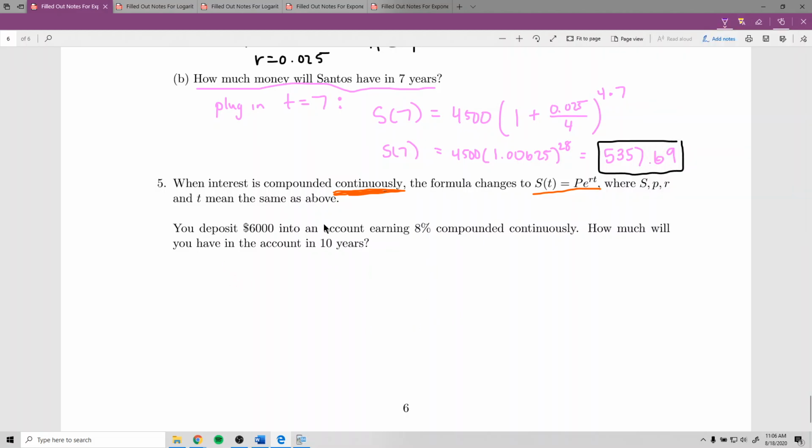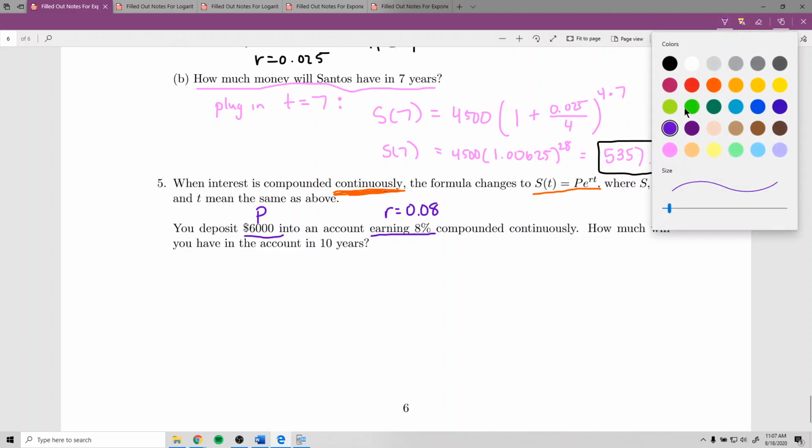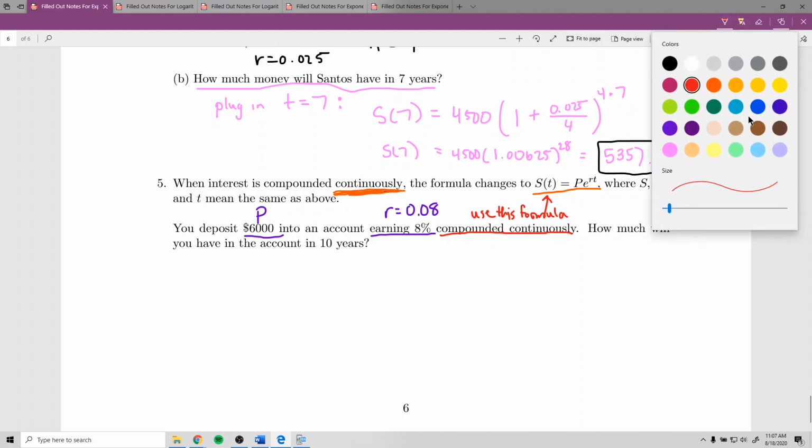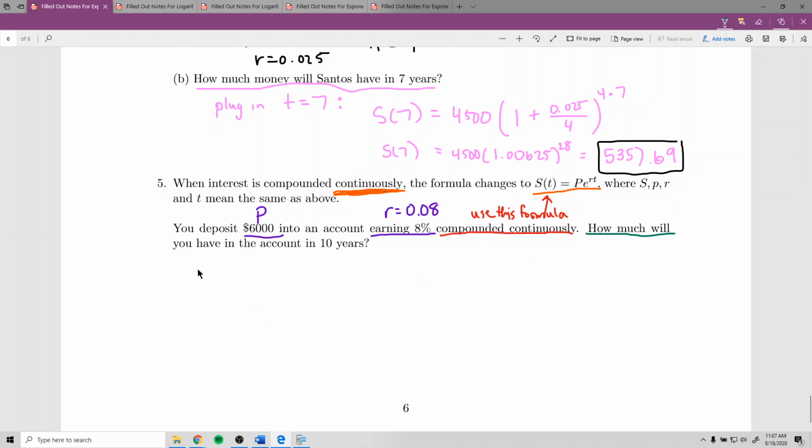So it says you deposit $6,000 into an account earning 8%. And we know 6,000, the amount you deposit, is P, earning 8%. Our interest rate r, we divide that by 100 and we get 0.08. And compounded continuously means there's no n. It just means use this formula. And we are asked, how much will you have in the account in 10 years? So it's asking us, when we plug in t equals 10 along with our P and r, what is the amount?